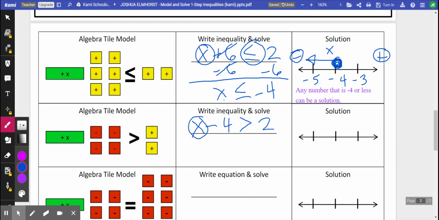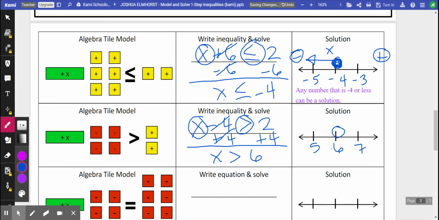We got our variable, we got our symbol. Now we need to get the variable by itself on the left side. So we're going to add 4 to both sides to keep it balanced, and then x is greater than. The -4, +4 will cancel, so 2 plus 4 is 6. So 6 on the number line, 5, 6, 7.